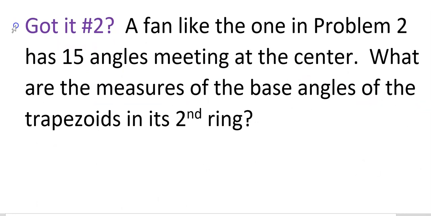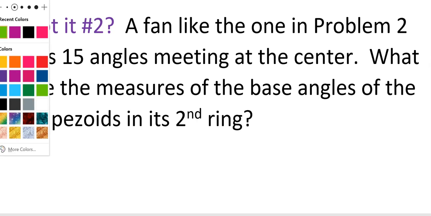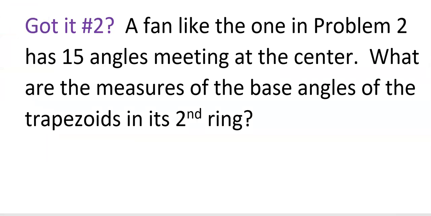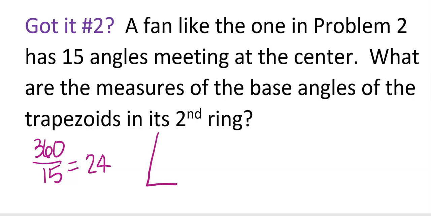Okay, so here's Got It number 2. A fan like the one in problem 2 has 15 angles meeting at the center. So basically you're going to be looking at exactly the same thing, only it's 15 angles instead. So you're going to take 360 and divide by 15 first to get your main angle at the top. That gives you 24. So when we look at this triangle, this right here is 24.